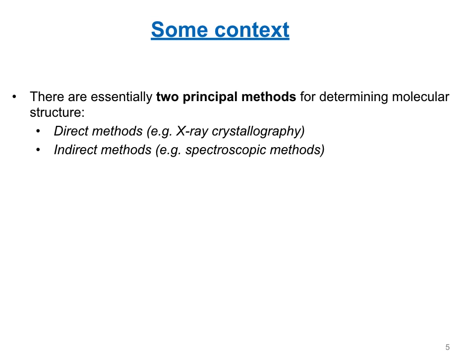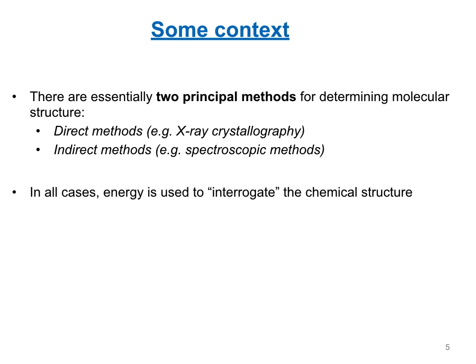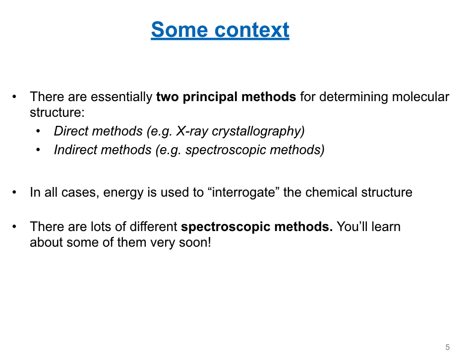So finally, a little bit of context. There's essentially two principal methods for determining molecular structure. There's methods like X-ray crystallography called direct methods, because they take you directly from experimental data to an actual picture of your molecule. Then there's also a bunch of different spectroscopic methods that we're going to look at in more detail later that are more indirect. But in all cases, the idea is that we're using energy to interrogate the structure in some way, and we're going to use the readout to give us information about the structure of the molecule.